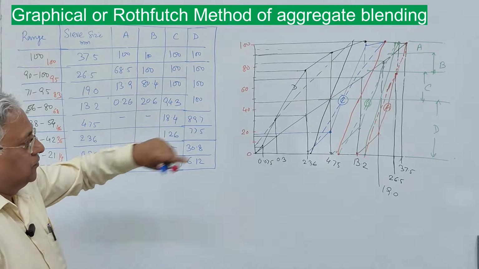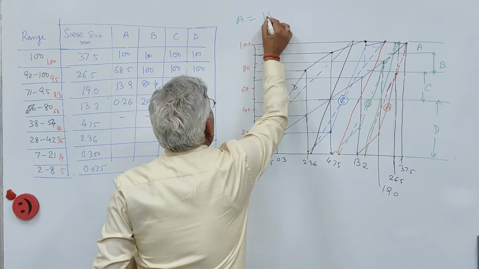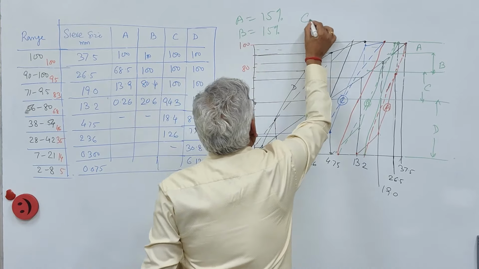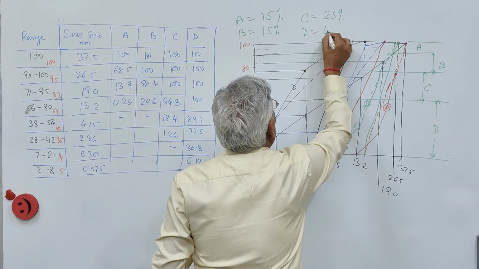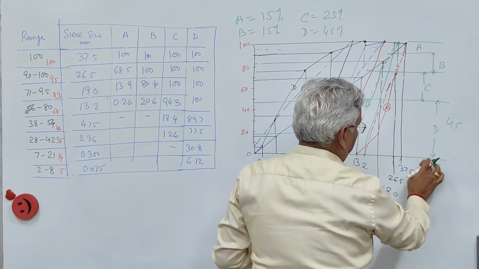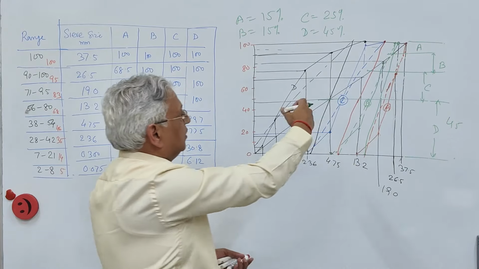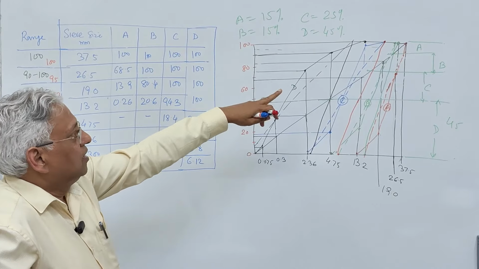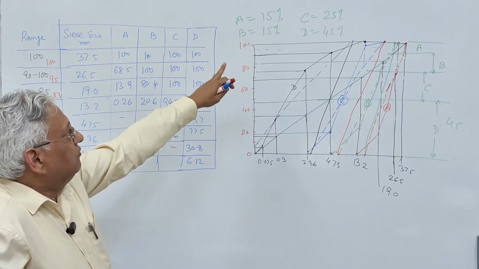So what you get here, that A is 15%, B is also 15%, C is 25%, and D is 45%. From this to this is 25%, 15%, 15%. Because we have drawn it by hand, you may not get here exactly what is basically written here. But when you draw it on a graph paper using a scale and pencil, you will get 15, 15, 25, and 45%.